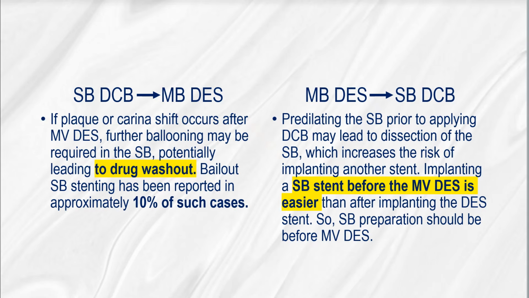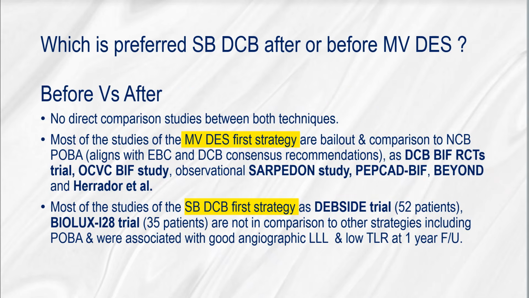Implanting a side branch stent before the main vessel DES is easier than after implanting the DES. So, side branch preparation should be before main vessel DES. Summary of the studies. There is no direct comparison between both techniques. Most of the studies of the main vessel DES first strategy are bailout or comparison with non-compliant balloon dilatation. And studies of the side branch drug-coated balloon first strategy are not in comparison with any other strategy.